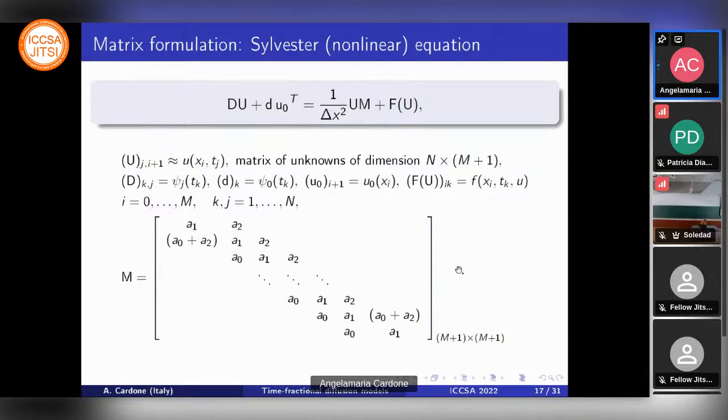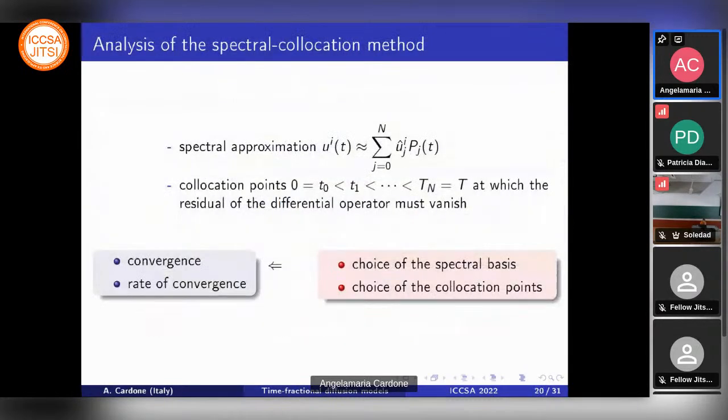And so now, which are the ingredients which are necessary to obtain convergence and fast convergence of the method? The key is a good choice of the functions Pj. They should be suitable, they should be adapted to the problem. And moreover, also the collocation points should be suitably chosen.